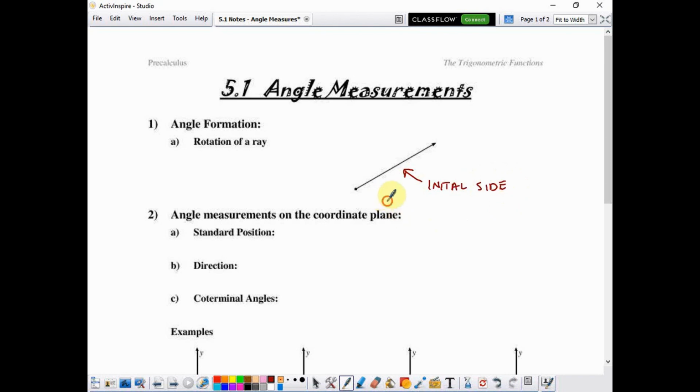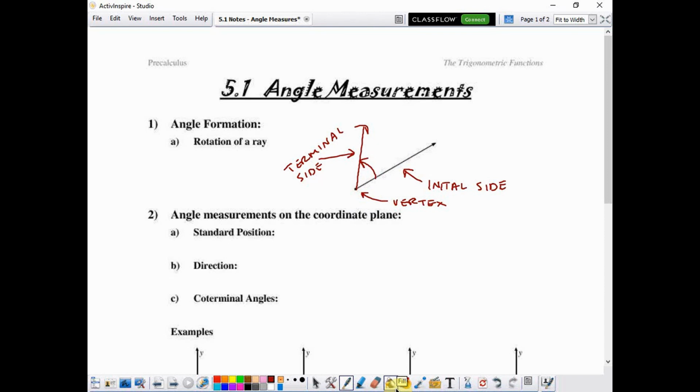And we're going to rotate that about the vertex. So it'll be the center of our rotation. When I rotate it, I have a new ray. The image of that original ray is called the terminal side. And between the initial side and the terminal side, we have an angle.